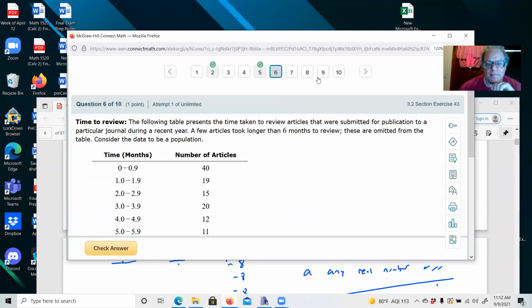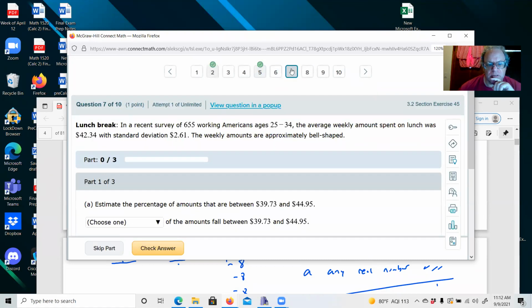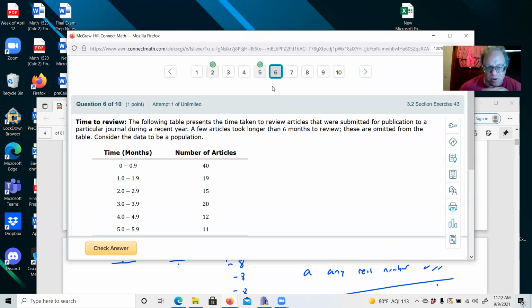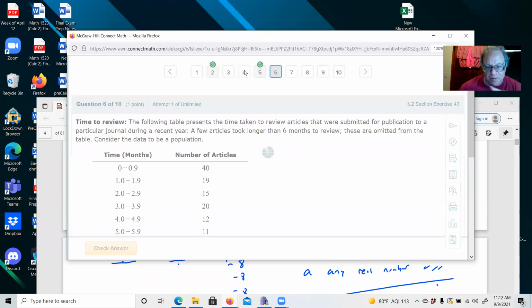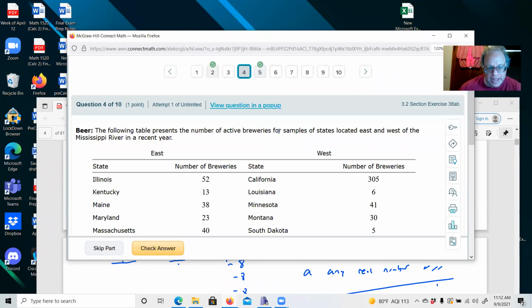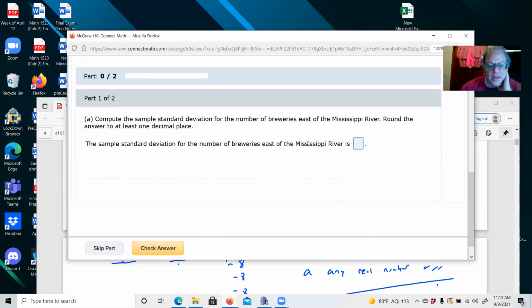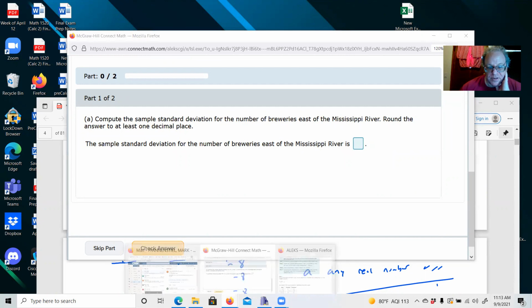6, 7, 7. Okay. 6 is pretty much where we're going to end. So let me go back to 4 and tab. So number of active breweries, samples of states located east and west of the Mississippi River. Compare sample standard deviation. That's what we have.